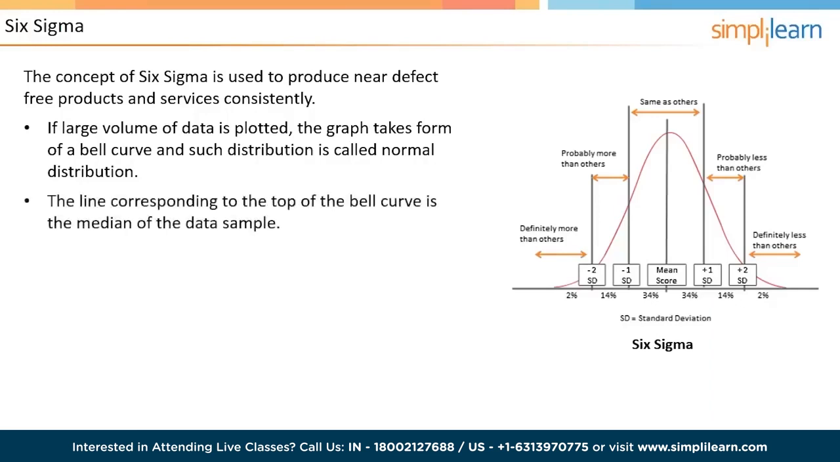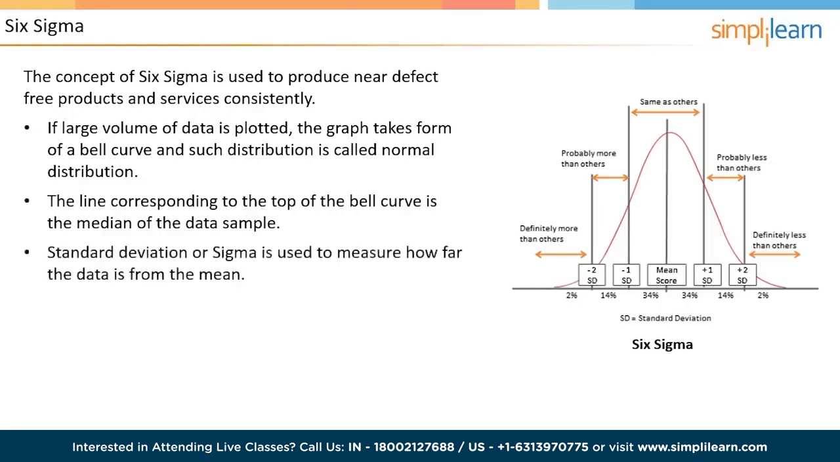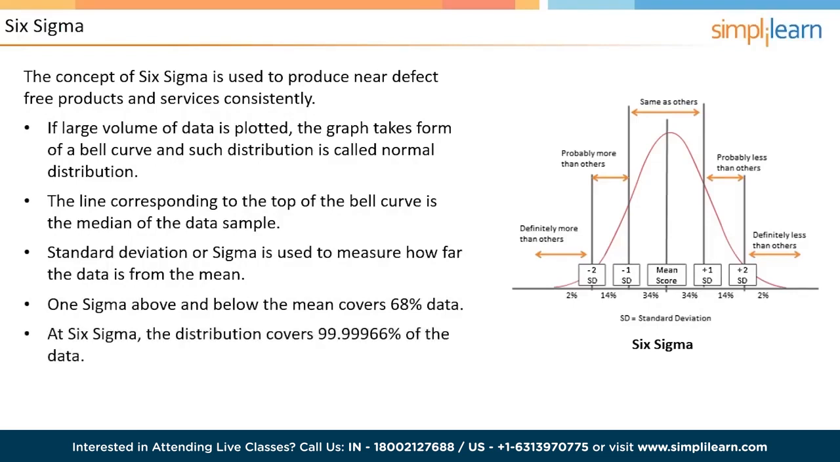The line corresponding to the top of the bell curve is the median of the data sample. The standard deviation concept is used to measure how far any data is from the mean. Standard deviation is also called sigma. One standard deviation from the mean covers 68% of the data. 6 sigma means 6 standard deviations from the mean. This would cover 99.99966% of the data. We will look at an example of 6 sigma in the following screen.